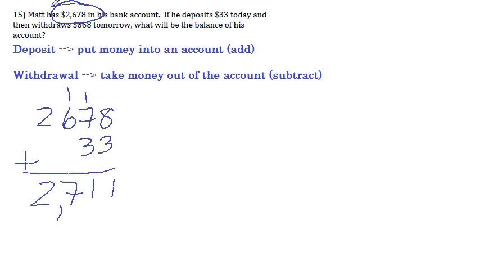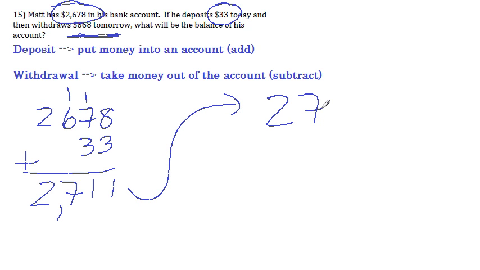But don't forget, we haven't taken care of everything. We started with the $2,678, we added the 33, now I have to subtract, I have to take away that 868. So I'm going to do that over here. I'll take that new amount, 2,711, and I will subtract the 868.